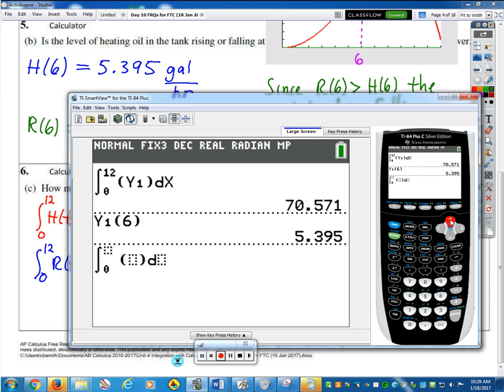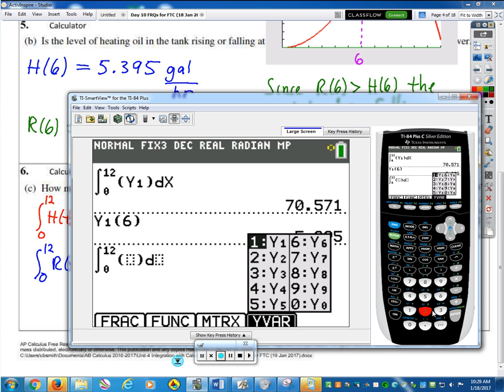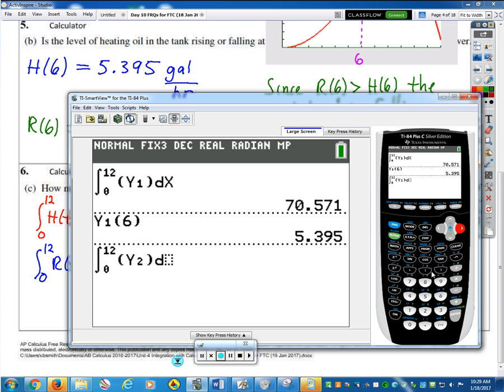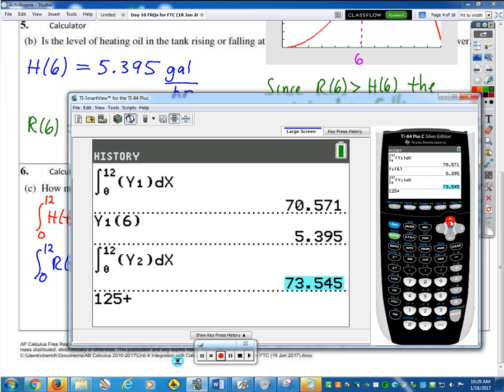0 to 12. R of t is in y2. So dx. Press enter. Agree with me? And now I do what Bailey said. I type 125. That's how much I had to begin with. I add to that the amount that flowed in during the 12 hours. I just go grab it. Like so. You see that? So if you do that, you don't need a store?